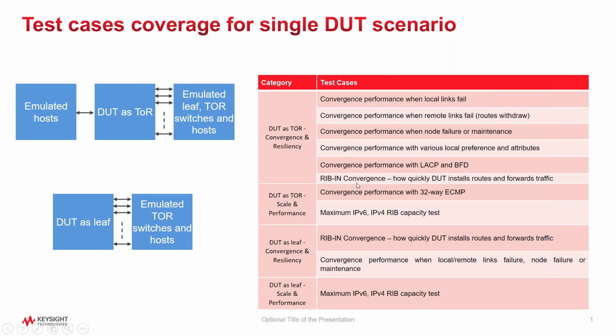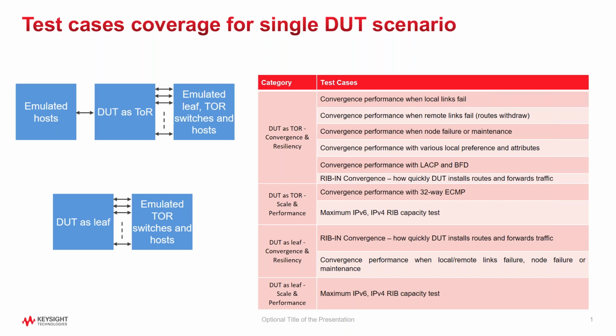The next test case is the RIB-FIB convergence. This is to see, in a network, if you want to bring in a new rack of servers or any other machines, how fast the switch learns those routes and installs them in its RIB and then in its FIB to forward the traffic. We will go through this test methodology in detail later.